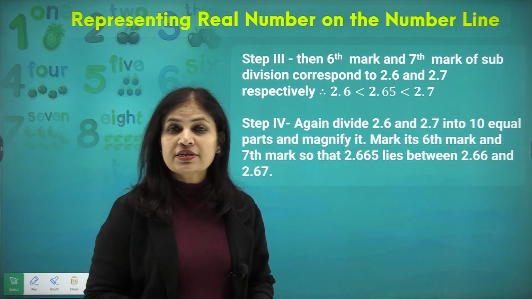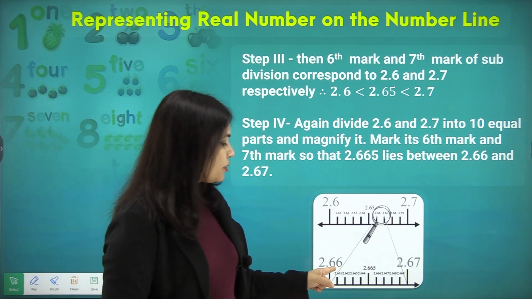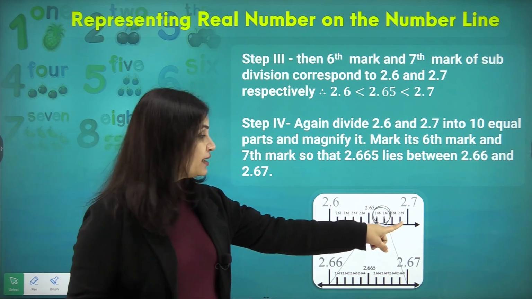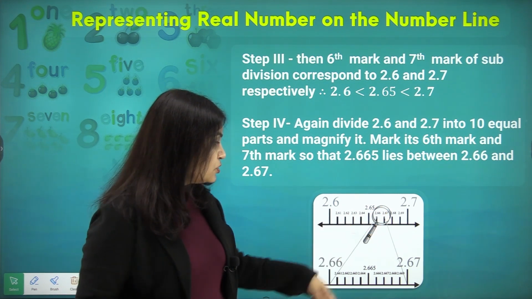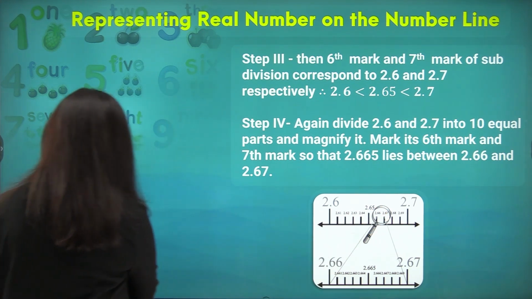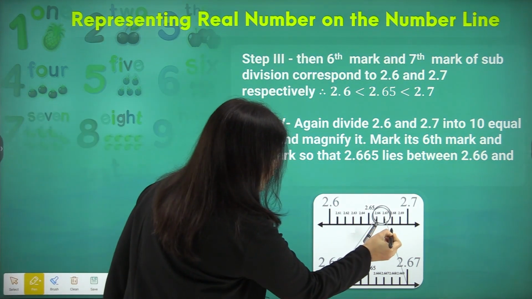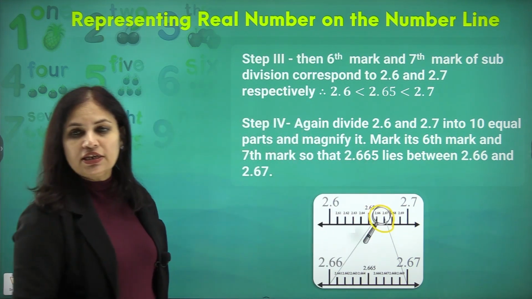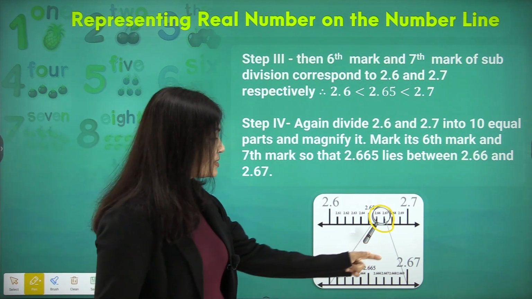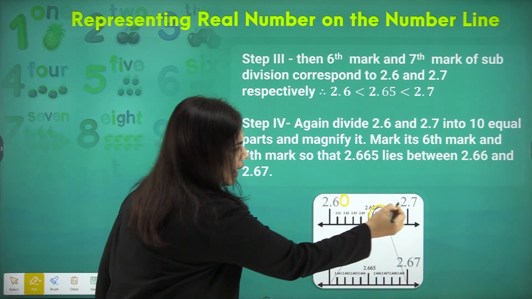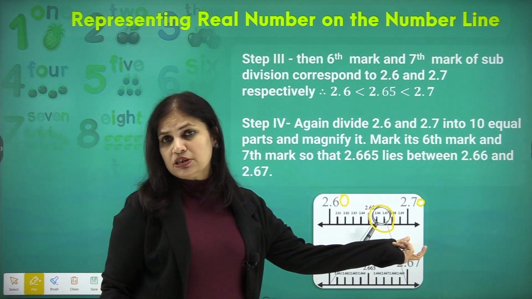Again, we divide 2.6 and 2.7 on another number line. 2.6 and 2.7, when divided into 10 equal parts, I'll get 2.66 and 2.67. So, again, I need to magnify this. As you can see on the screen, I have to magnify this part with endpoints as 2.66 and 2.67. So, it would be convenient if you add one more 0. It will help you to divide the number line into 10 equal parts.